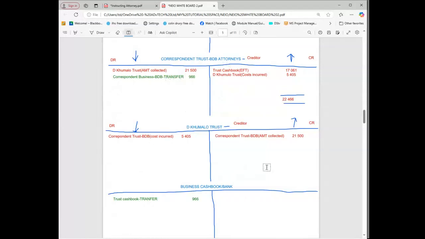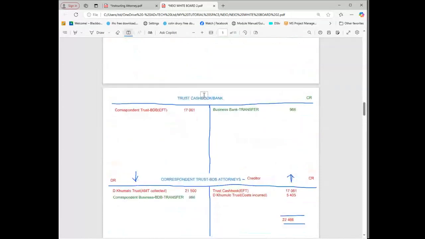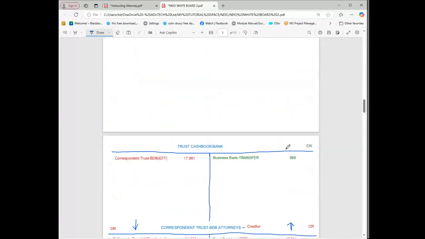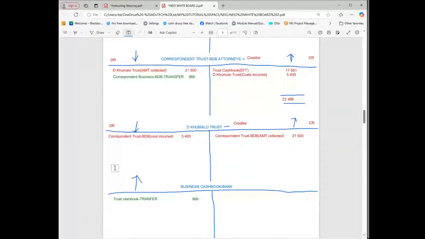So the first step is between the business and the trust. And then the second step is between the two cash books. We take it out from there. As you can see, we took it out from the trust bank or trust cash book, and we took it to our own business. So the trust bank account went down and the business cash book went up. Can you see now? This is our money. That's why we're increasing our own bank account.